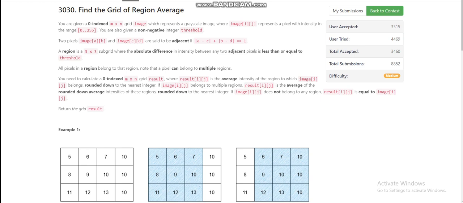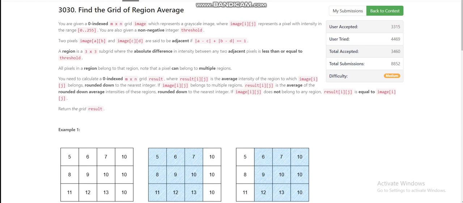Hello everyone. Today we are going to discuss the third problem of LeetCode Weekly Contest 383, which is Find the Grid of Region Average. So we are given some grid of M cross N, and there are some definitions given here. A region is a 3 cross 3 subgrid of the original grid, where the absolute difference between any two adjacent characters is less than or equal to some threshold.